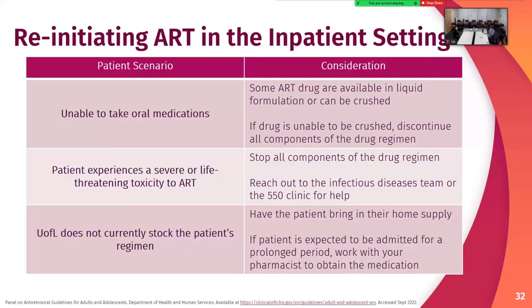And then what do you do if U of L doesn't currently have the patient's ART regimen that they were on at home? We have a few different options. First, if we don't have it in the inpatient pharmacy, we can ask our outpatient ACV pharmacy if they have it in stock and we can borrow it from them. If they don't have it, like if it's a more niche regimen, then the patient can bring in their supply from home and we can store it here and then give it to the patient. And if not, if they're expected to be admitted for a long period of time, you can work with your pharmacist to potentially have us order it, but it will take a few days.